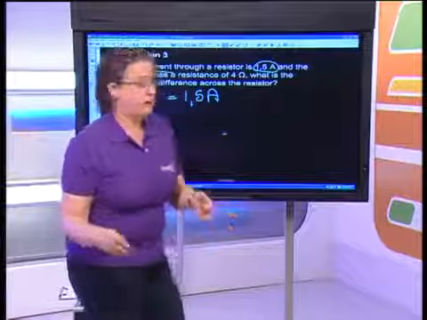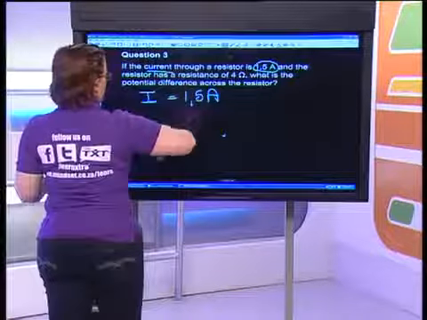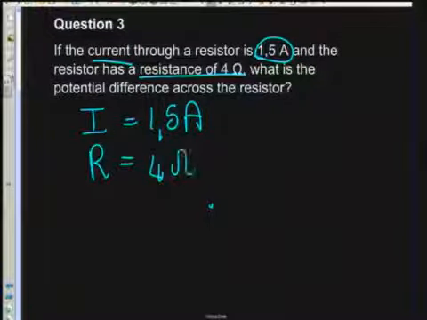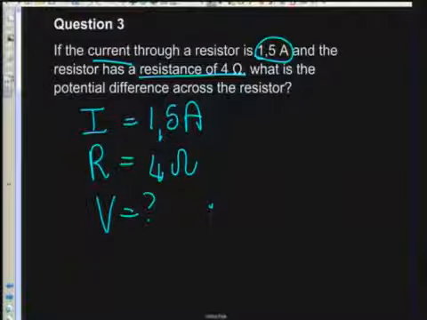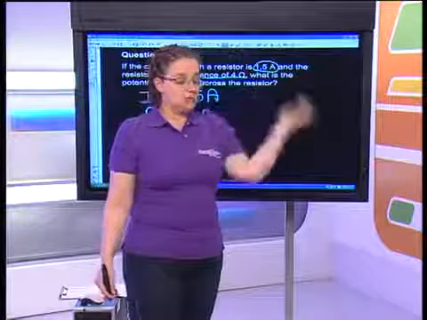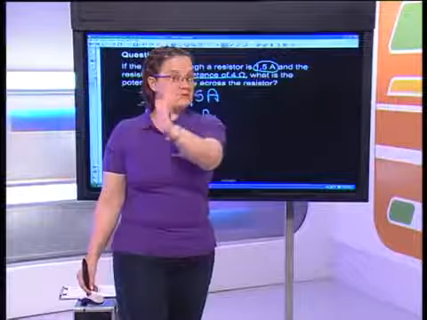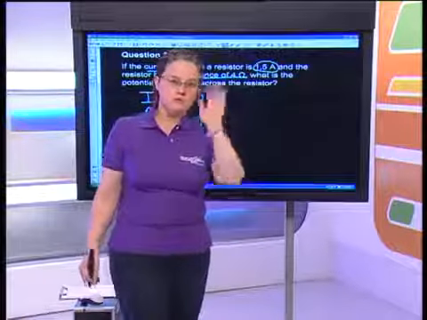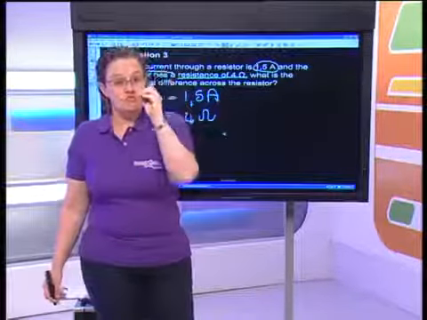So must you, okay? So we've got a current of 1.5 amps, and a resistance, so that's R of 4 ohms. What is the potential difference? So V is my unknown. At this point, there is nothing wrong, grade 10s, with you taking R equals V over I, swapping it around so you've got V equals I times R, if you're comfortable with the maths. And you can get it right.